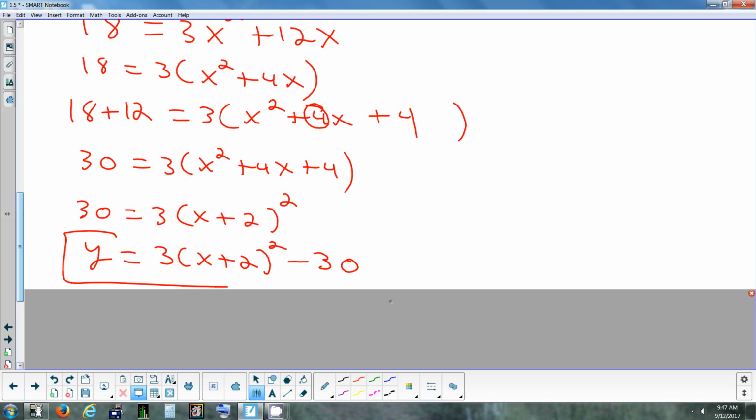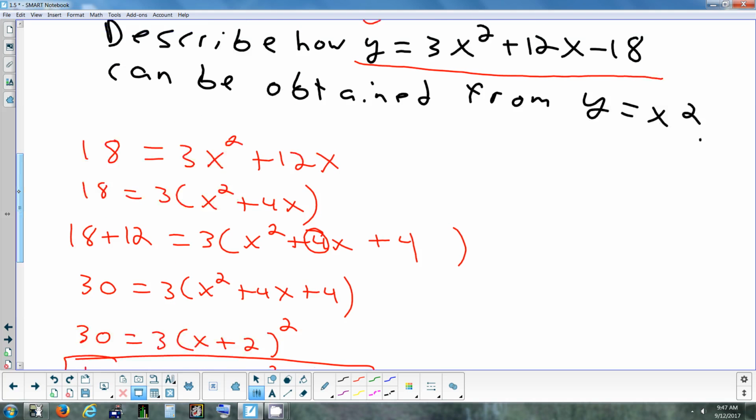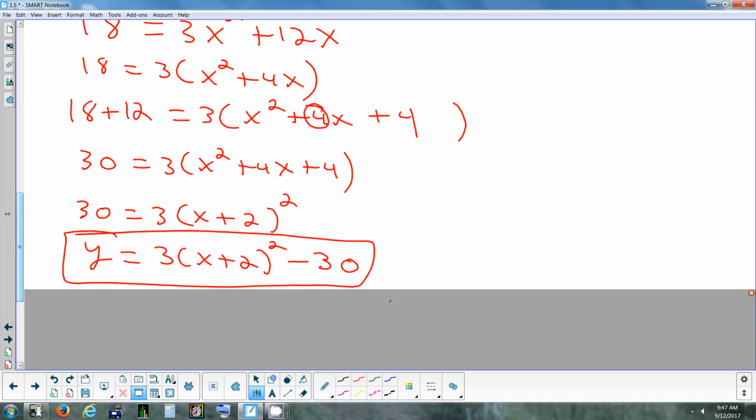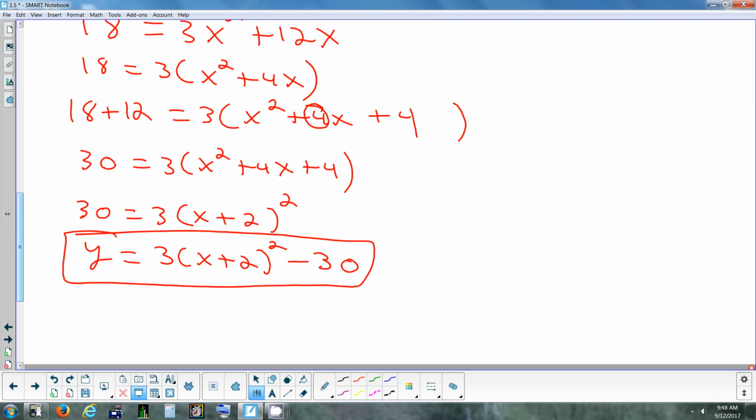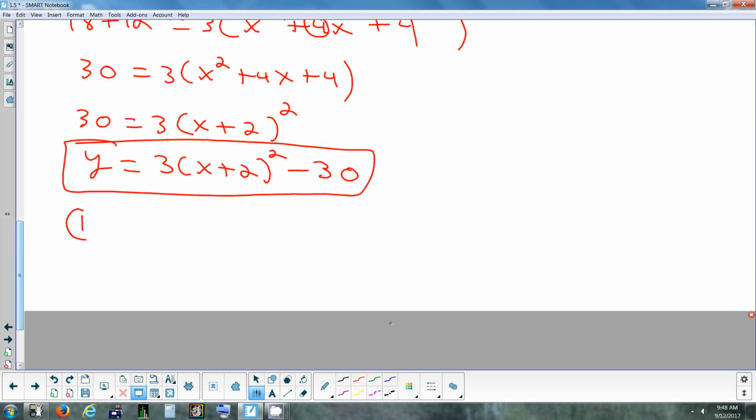So what I have now and what I started with should be exactly the same thing, except now I can see the vertical transformations and the shifts up, down, left, and right a lot easier. Okay, so let's start with the plus 2. Jahan, what's the plus 2 going to do? It's going to shift it left 2 units, yes. Shauna, the 3 in front.